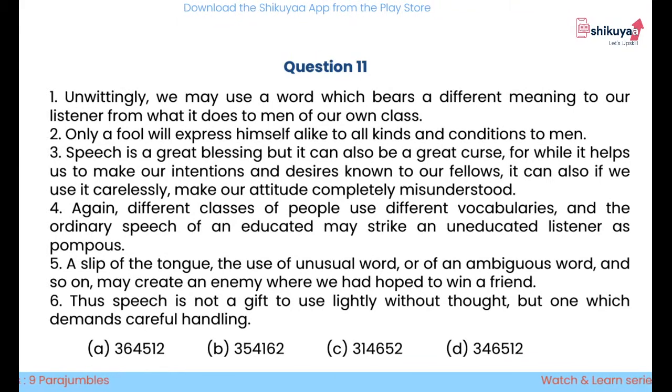Unwittingly, we may use a word which bears a different meaning to our listener from what it does to men of our own class. Unwittingly means unknowingly. Unknowingly, sometimes we do so, right? So again, look at sentence 4.